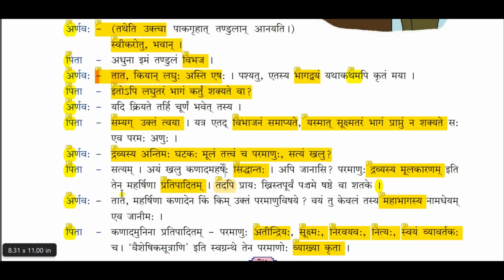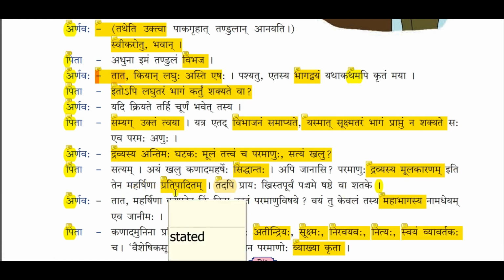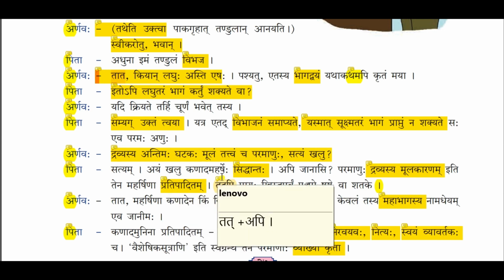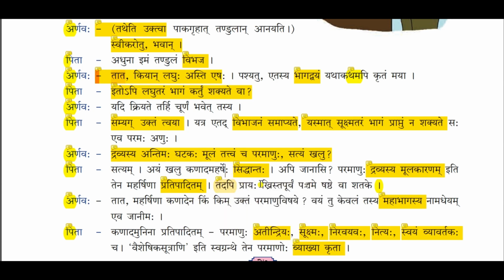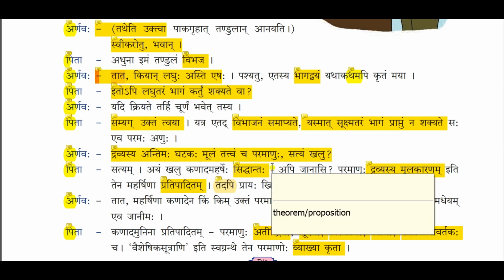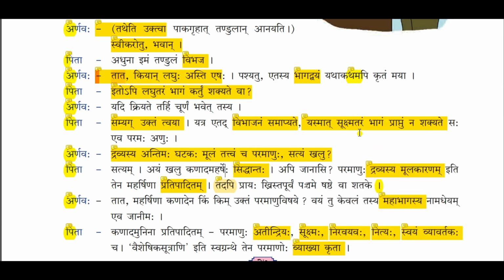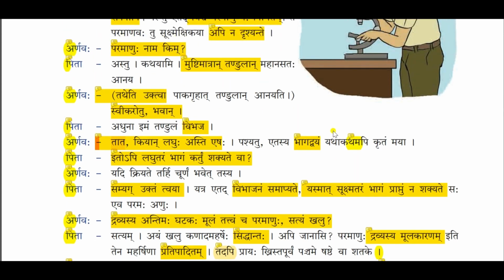Iti, tena maharshina, by that great sage, pratipaditam, is stated. So it was stated by that great sage. Tad api, that too, praya means most probably, khristapurvam panchame shashthe va shatake, in the 5th or 6th century before Christ. मतलब जो जीसस क्राइस्ट के पहले 5वें और 6ठे सेंचुरी में उन्होंने ये बात कह दिया था. तो अब बताओ कि कितने साल पहले उन्होंने लिख दिया ये चीज. Now come to see translation, then I show you Samas word. Translation.